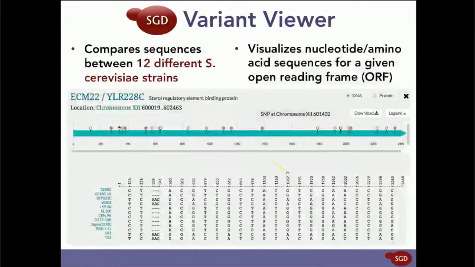So what is Variant Viewer? Variant Viewer is an open-source web application created by SGD that enables users to compare nucleotide and amino acid sequence differences for a given open reading frame between 12 different S. cerevisiae strains. These 12 strains include the S288C reference strain and 11 alternative strains that have a substantial history in S. cerevisiae research, like W303, Sigma, and SK1.